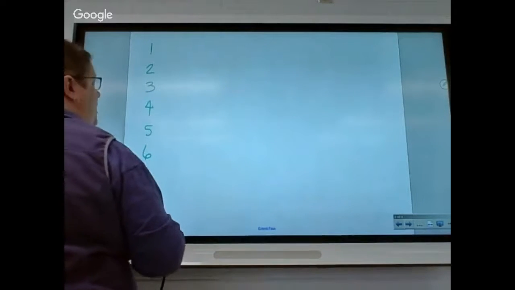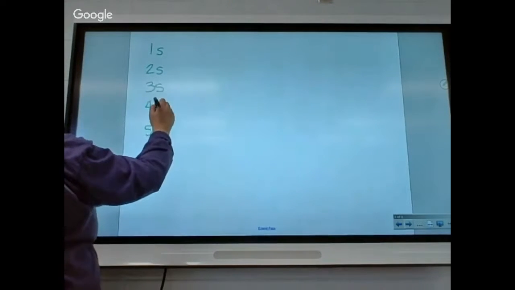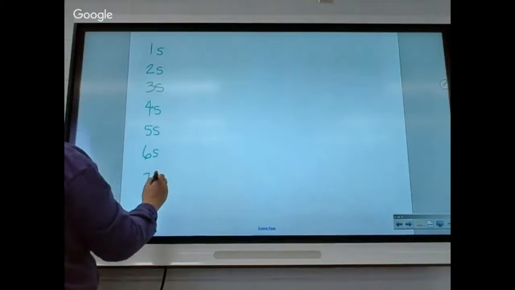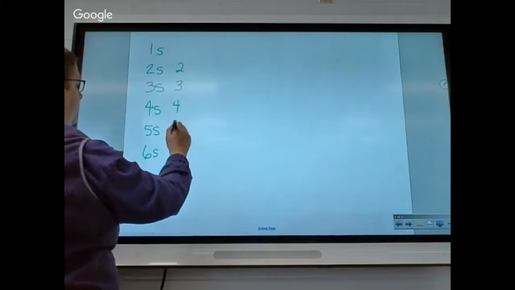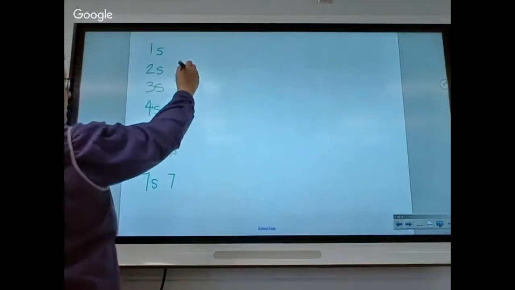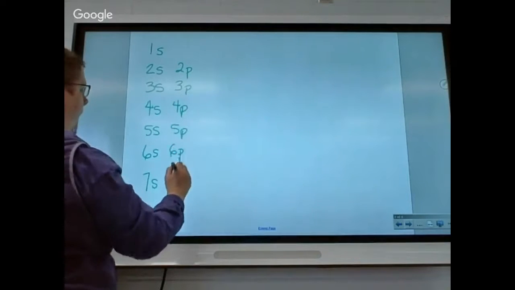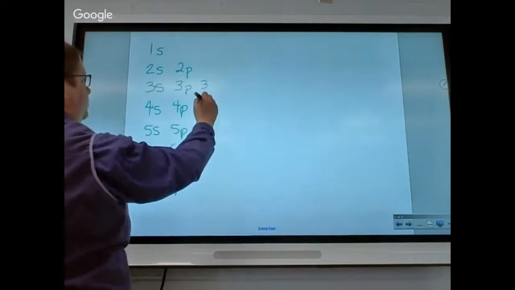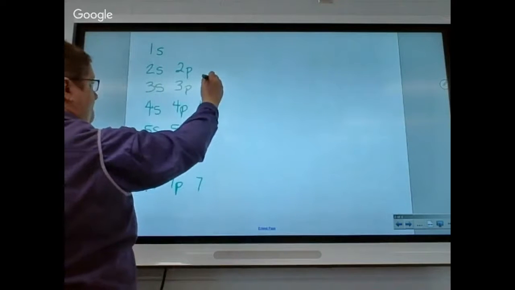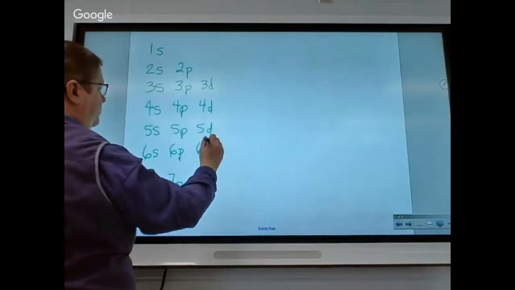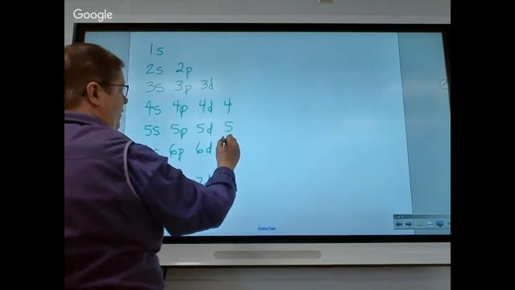What sublevel goes beside 1 through 7? All right. The next row starts at what number? 2. Putting what sublevel? All right. The next row starts at what sublevel? And then the last row starts at, and then I put what sublevel?